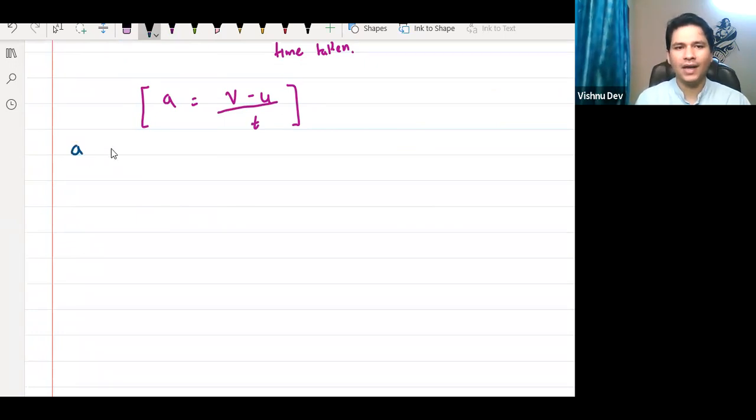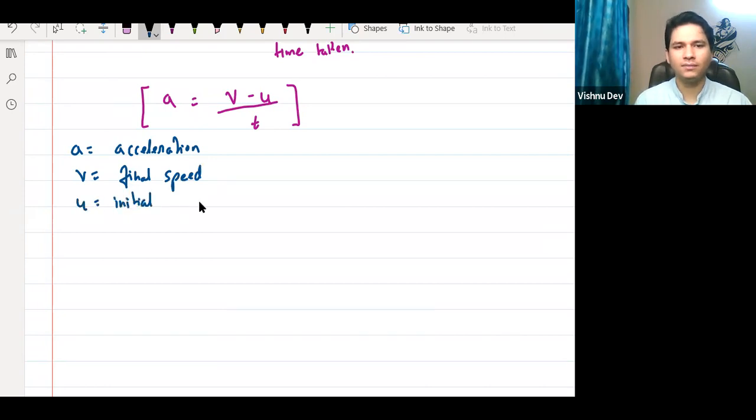We have A, which is acceleration. V is final velocity or final speed. I'm using velocity because we generally use both velocity and speed, but since we are talking about straight line, I'll tell you what velocity is. U is equal to initial speed and T is equal to time taken.